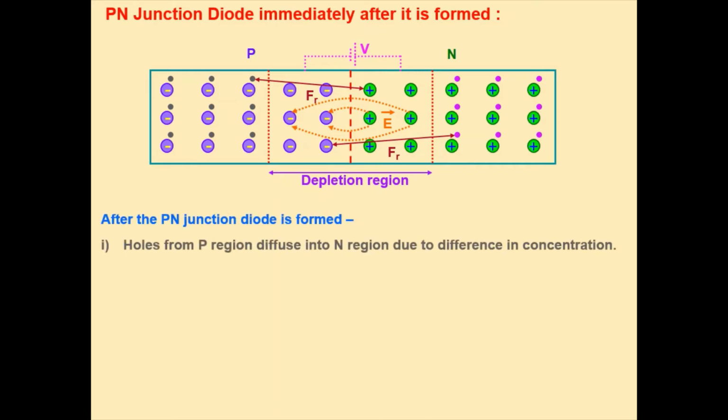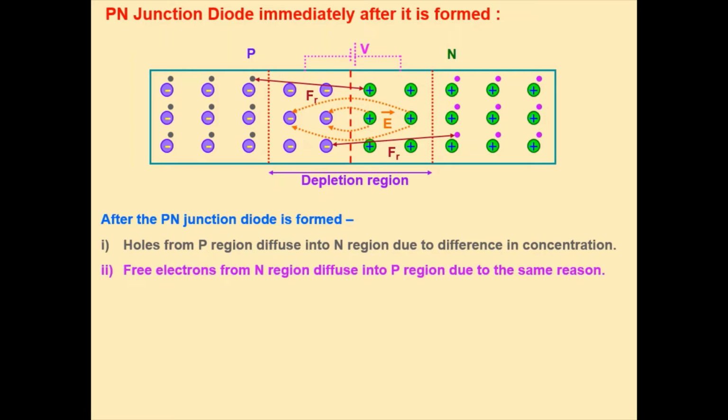After the PN junction is formed, holes from the p region diffuse into the n region due to the difference in their concentration. So the diffusion of electrons and holes across the junction takes place because of the difference in the concentration of charge carriers.